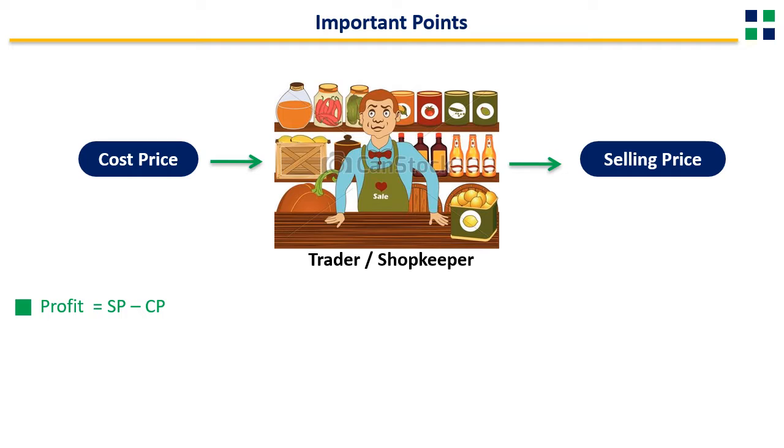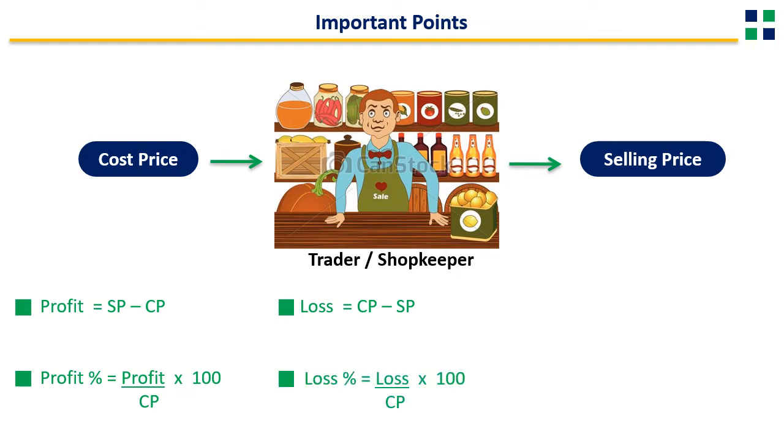Then how to find percentage profit? Percentage profit is calculated as profit divided by cost price multiplied by 100. What is loss? If cost price exceeds the selling price, then it is loss. So loss is cost price minus selling price. Then how to calculate percentage of loss? Percentage of loss is equal to loss divided by cost price multiplied by 100. So whether we want to find percentage profit or percentage loss, it is always on the base of cost price, never on the base of selling price.